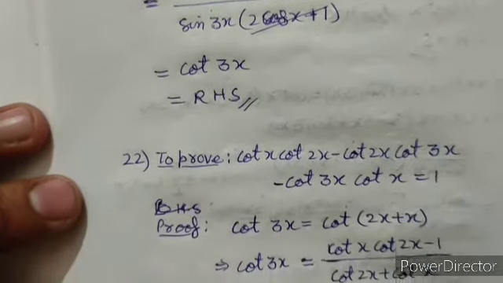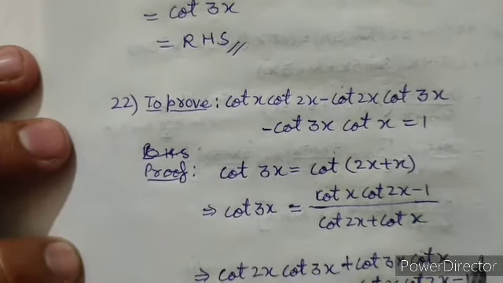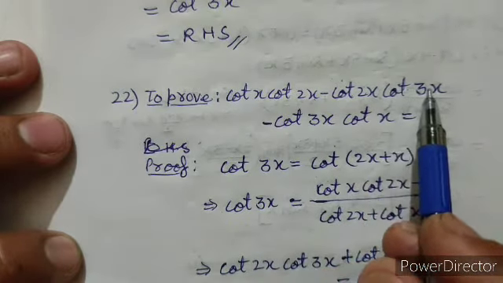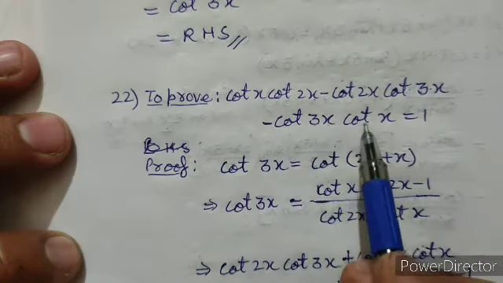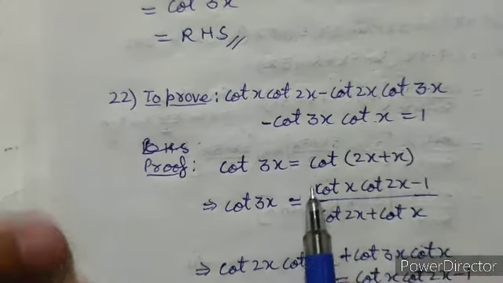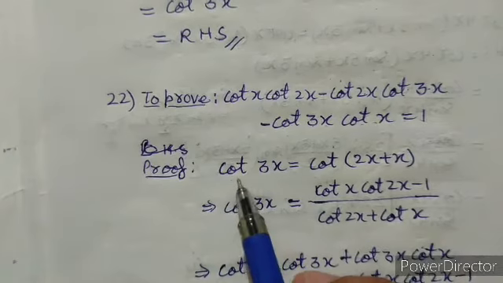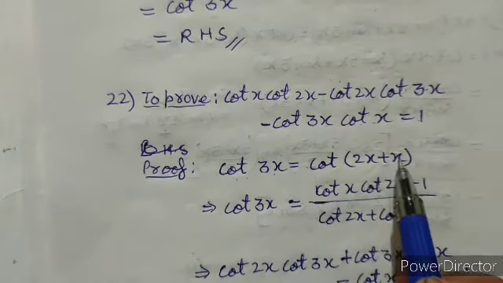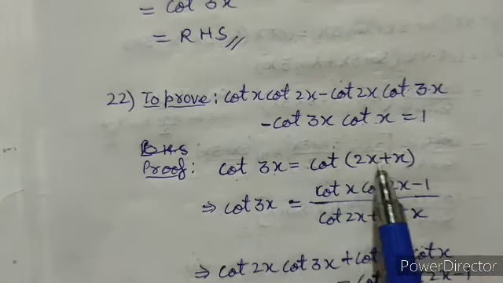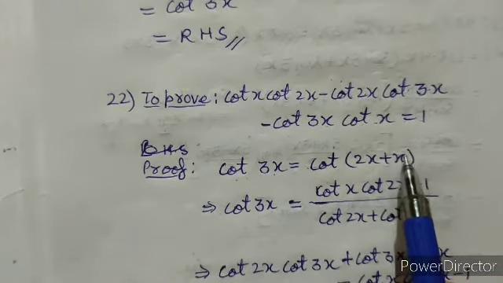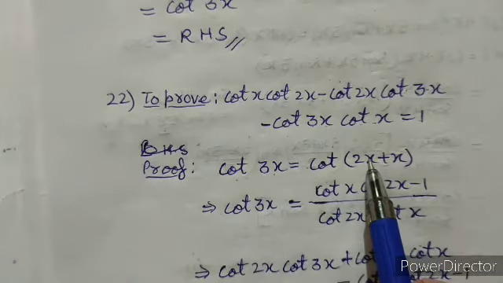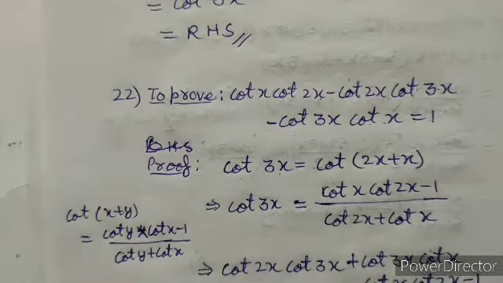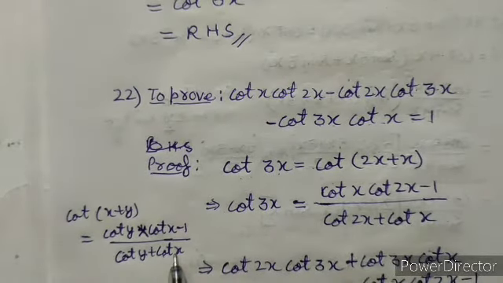In question number 22, we have to prove that cot x cot 2x minus cot 2x cot 3x minus cot 3x cot x is equal to 1. Now this can be solved by taking cot 3x equal to cot (2x plus x). Now cot (x plus y) is equal to (cot y cot x minus 1) upon (cot y plus cot x).